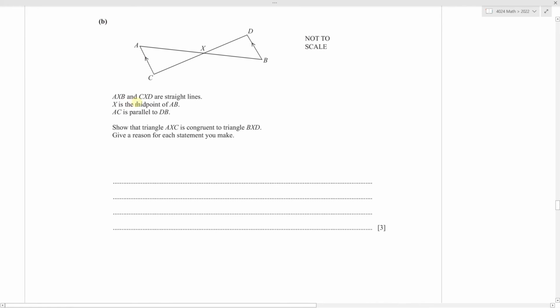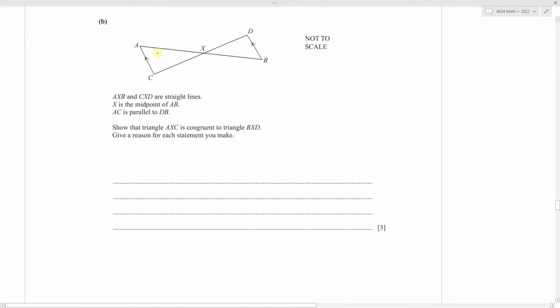AXB and CXD are straight lines. X is the midpoint of AB and AC is parallel to DB. Show that triangle AXC and triangle BXD are congruent. Give a reason for each statement you make.